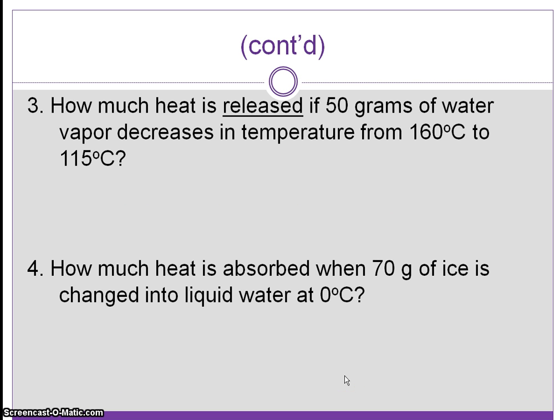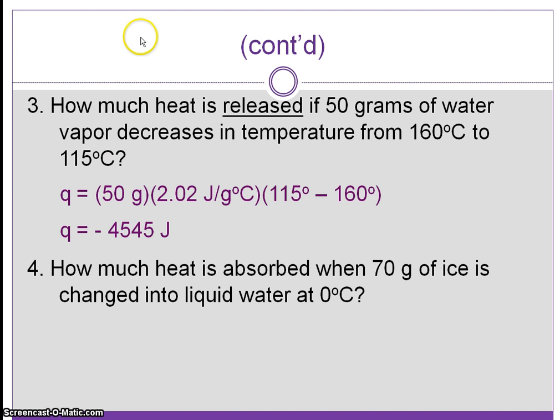For the next one, I tried to help you out by giving you a hint. Notice that I underlined the word released. That means that heat is going out of it. So in this case, it's going to be exothermic, and your final answer should be negative. If you look at the temperatures, we're going from 160 to 115. If you look back at your graph, notice that we're going to stay in that gas area. We're never going to get down to that flat line.